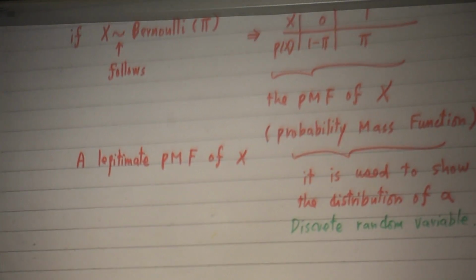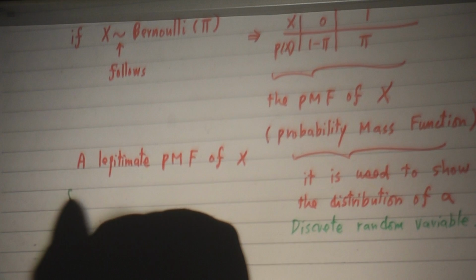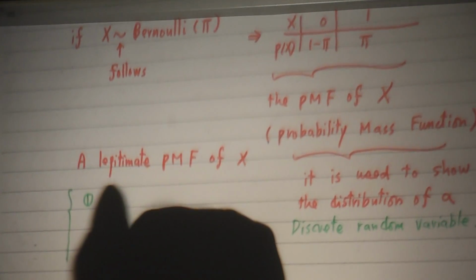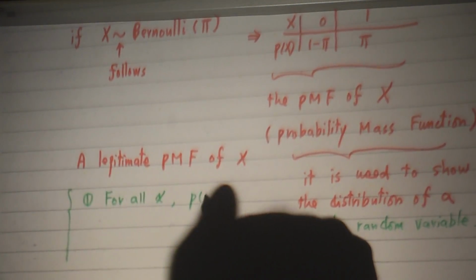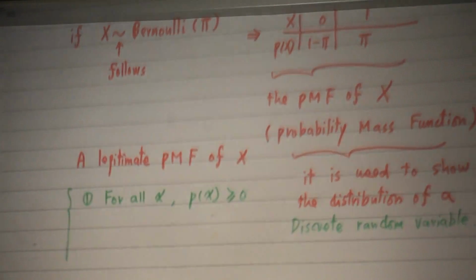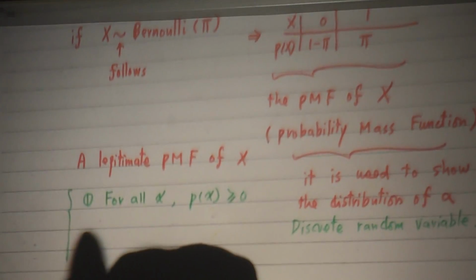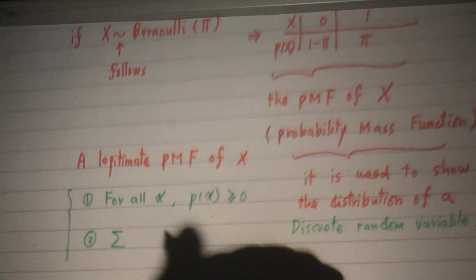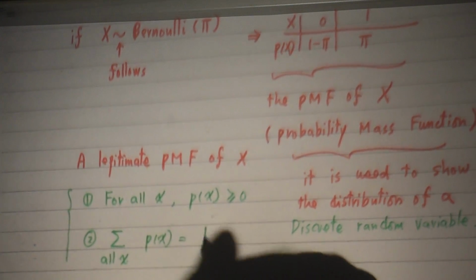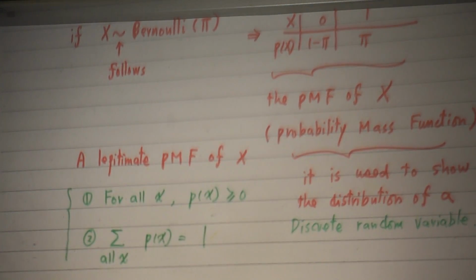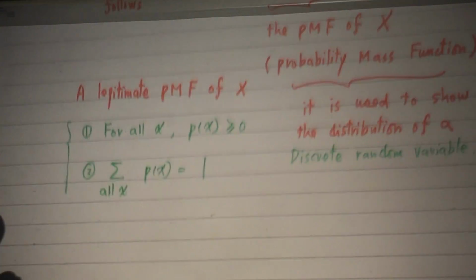And a legitimate PMF of x needs to satisfy the following two conditions. First one, for all x, probability of x needs to be greater than or equal to 0. That's the first condition you need to check. And second one, if you sum up all possible values of x, p(x) should add up to 1, or you say 100%. Now, next one. Let's look at the expected value of x.